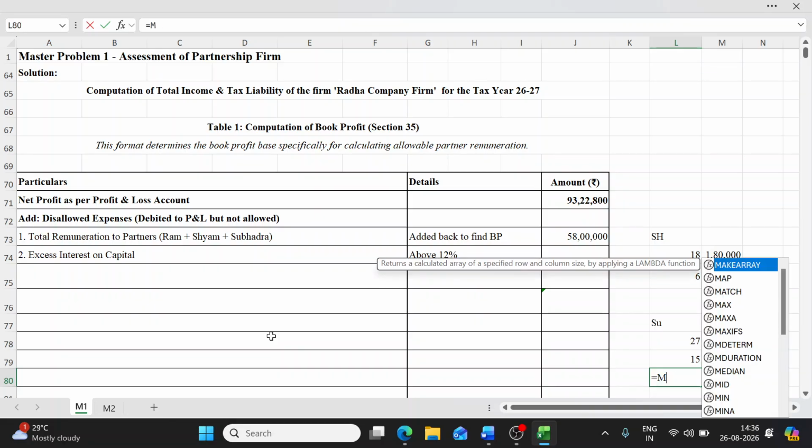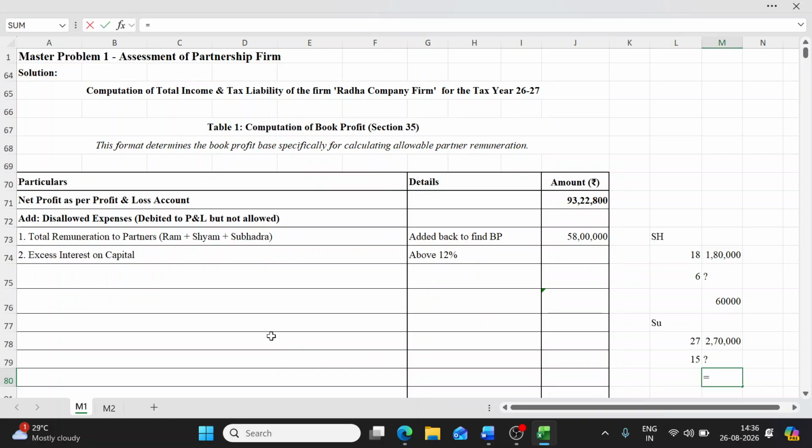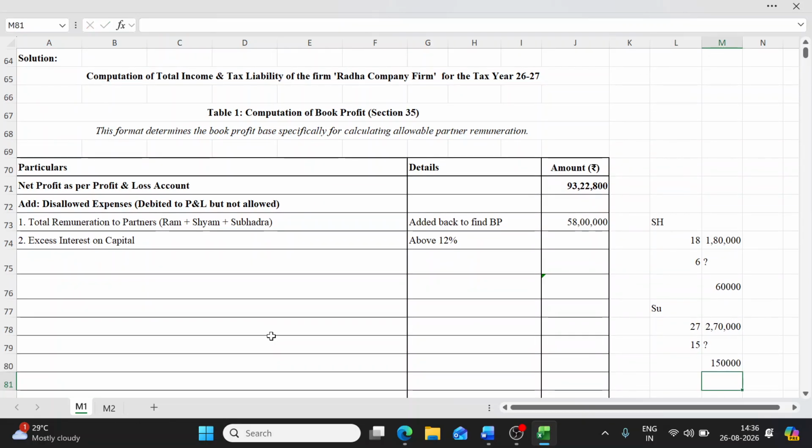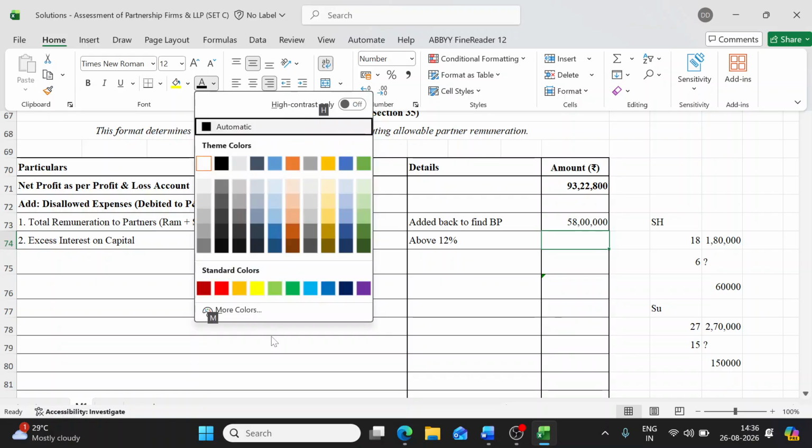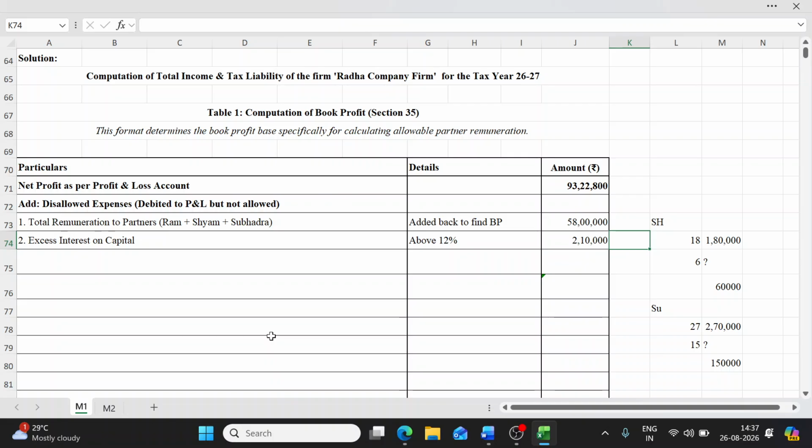Again do the cross multiplication: multiply 15 by 2,70,000 and divide by 27%. The corresponding portion of interest is 1,50,000. If you add this 1,50,000 with the 60,000, you get the excess interest paid on capital. The total is 2 lakh 10,000. So this 2,10,000 is the excess interest paid on capital, and it should be added back. That's why we added back the excess interest paid on capital.